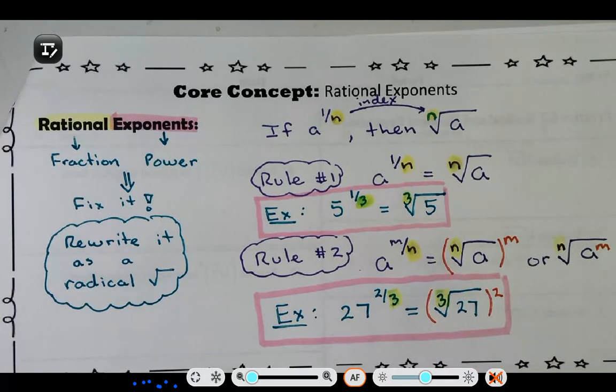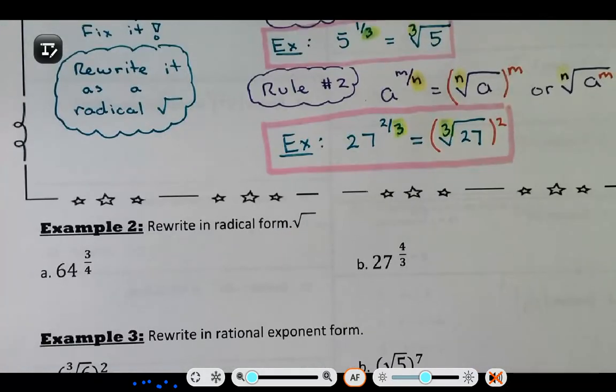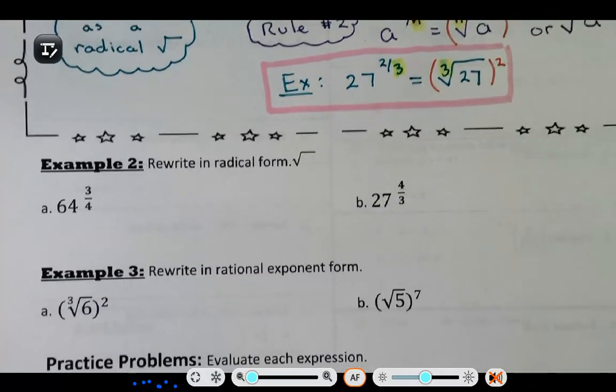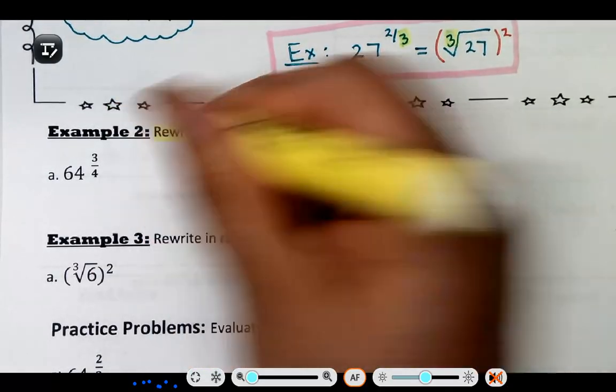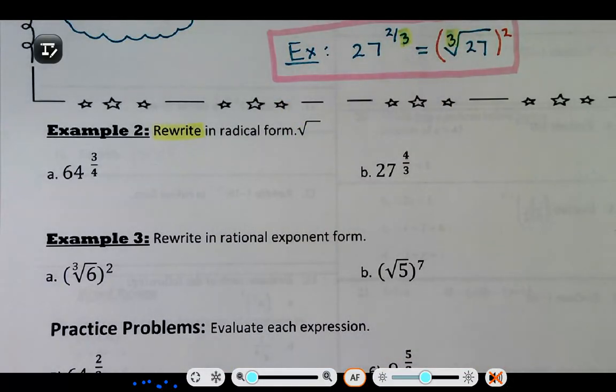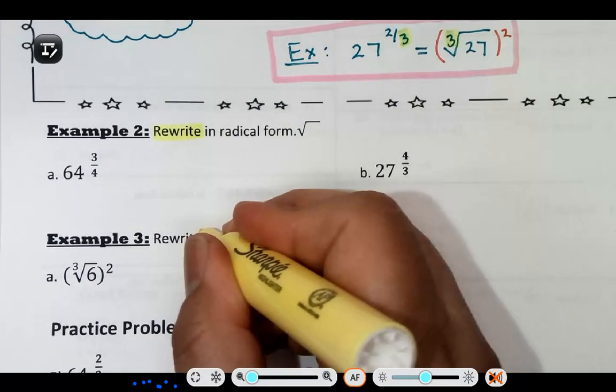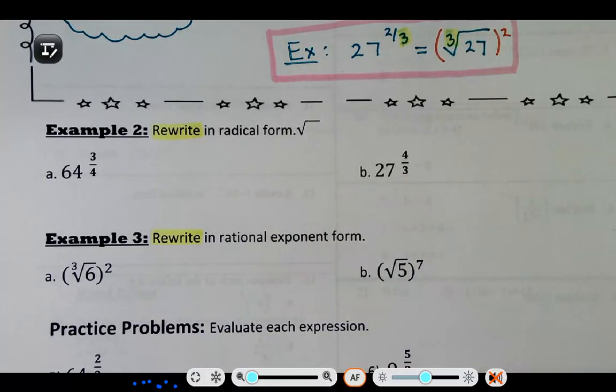Okay, so here are the last few examples for the day. Notice, for example number 2 and example number 3, it says rewrite it. They don't want you to use a calculator. They just want you to change the look. So let's get the practice going.